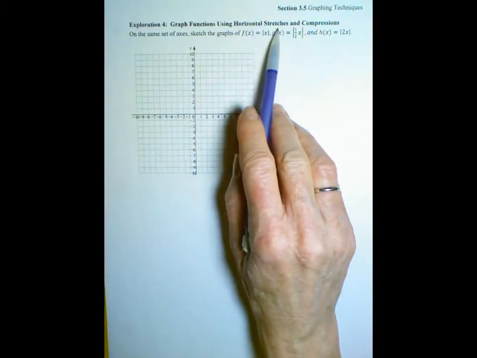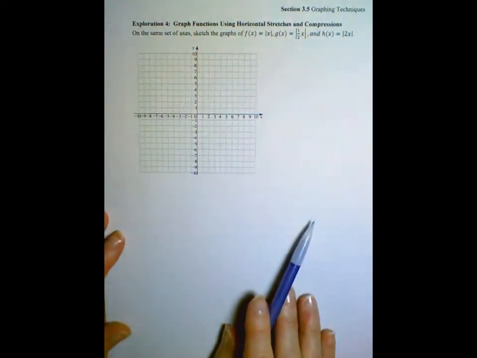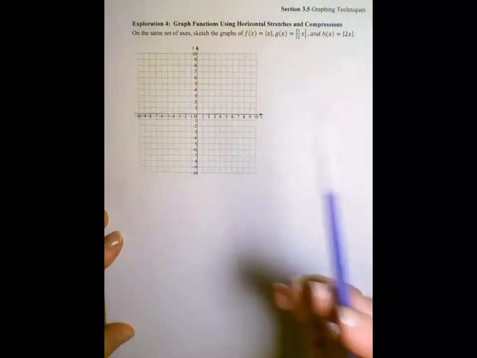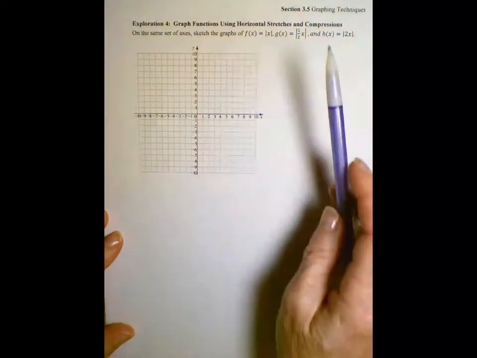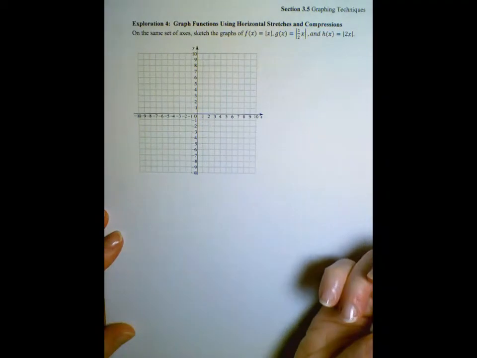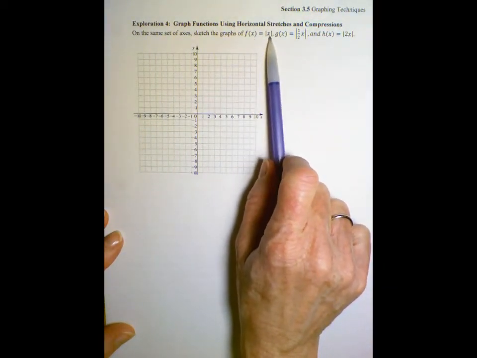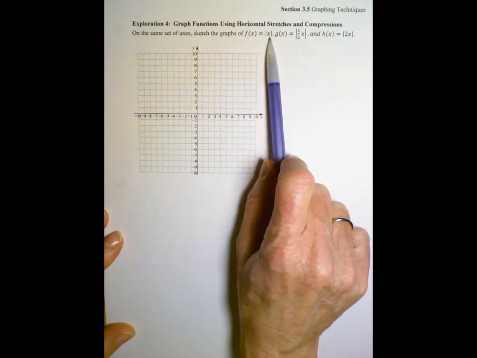Our next exploration of transformations from section 3.5 talks about horizontal stretches and compressions. Now we just saw vertical. What is different about this? Last time we were multiplying by 2, we were multiplying by half. We started with the square function. This time we're just going to use a different one. This is the parent function of the absolute value function, right?